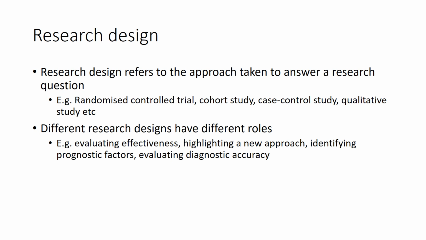If you want to track a condition over time or identify prognostic factors, then something like a cohort study would be relevant. If you want to evaluate risk factors for developing a condition, then perhaps a case control study. Or if you want to investigate a patient's experience, then perhaps you'd be thinking qualitative research. So it's really important to recognize that there isn't one design to answer every research question. We need to be more sophisticated than that.